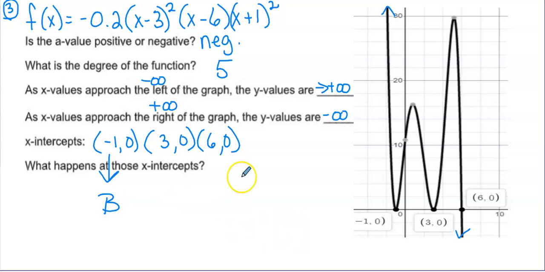Just put a B there. And then at the 3, it also bounces. At the 6, it passes through. So you can put a P there.